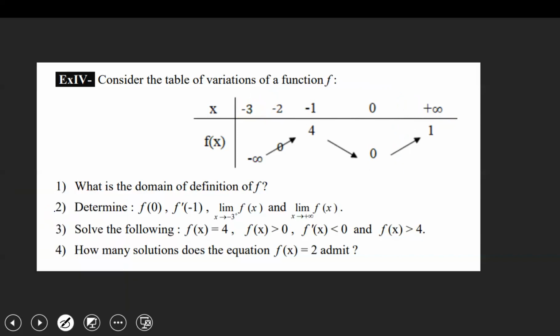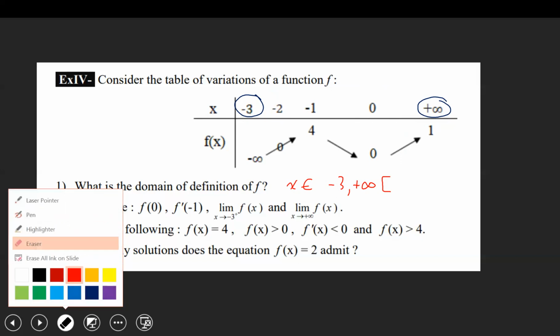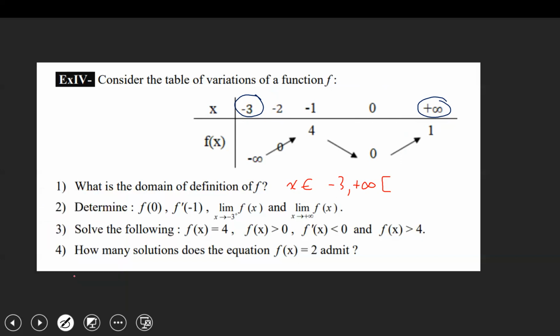So what is the domain? It's from -3 to plus infinity. Interval -3 plus infinity. So here we say x belongs to -3 to plus infinity. Now the question: is -3 a closed interval or an open interval? This depends on the value of the image of -3. As we see, the image is minus infinity.